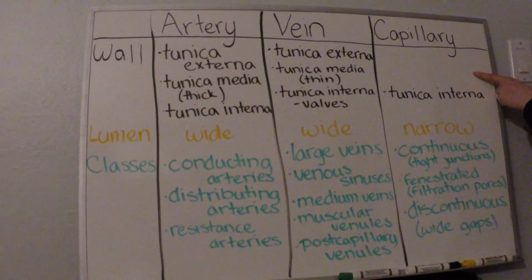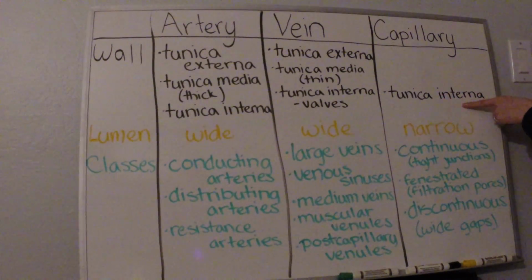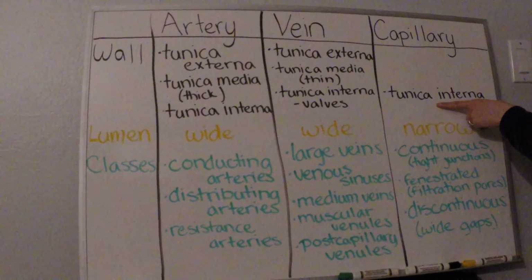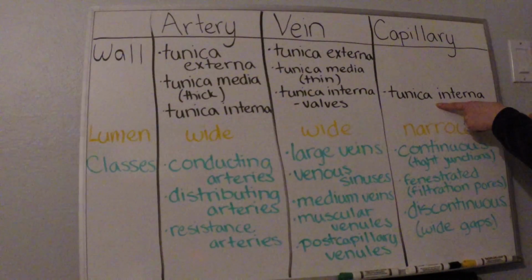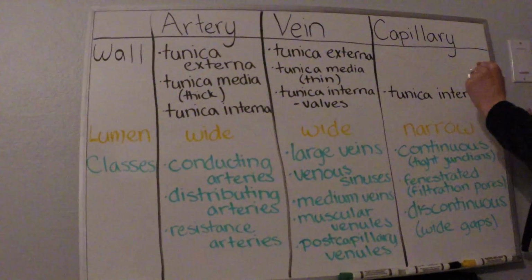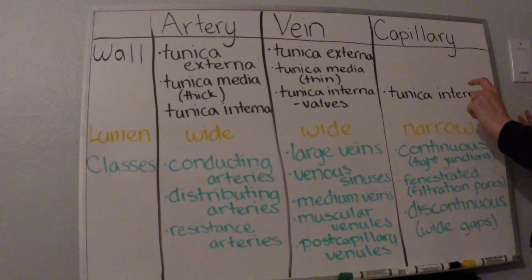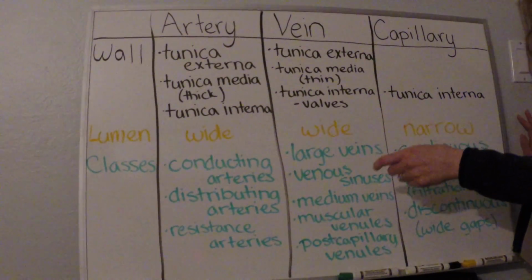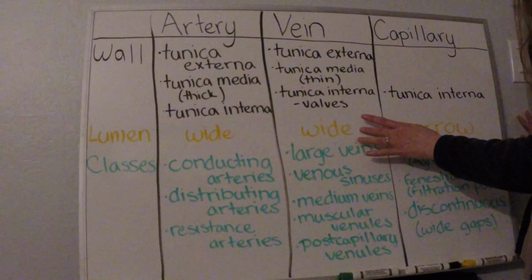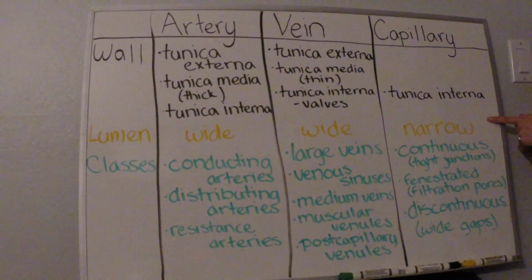Capillaries, they have a much thinner wall. They only have the tunica interna, and that's what allows them to exchange the nutrients and gases and waste. As far as the actual opening of the arteries and veins and capillary, what's called the lumen, arteries and veins are both wide compared to the capillary, which is narrow. In the capillary, the blood cells pretty much go single file.